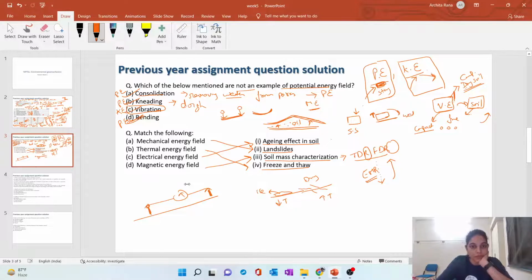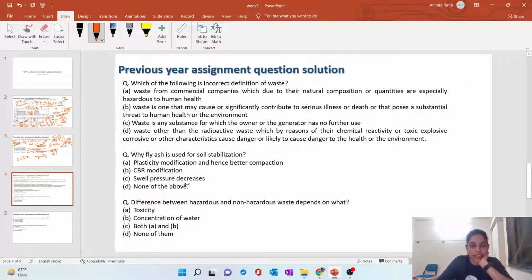Okay. So next, of these definitions, which of them is the incorrect definition? Only one of them is the accepted definition of waste. Other definitions we generally use, but there is one definition which is basically an incorrect definition or should not be used.